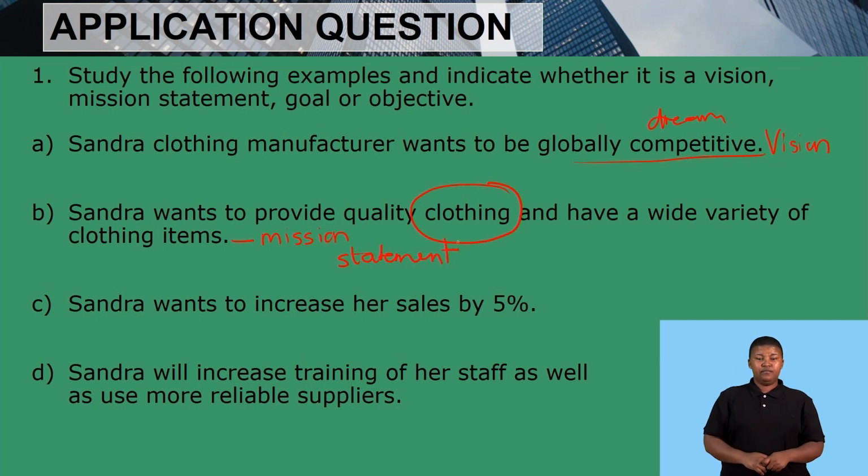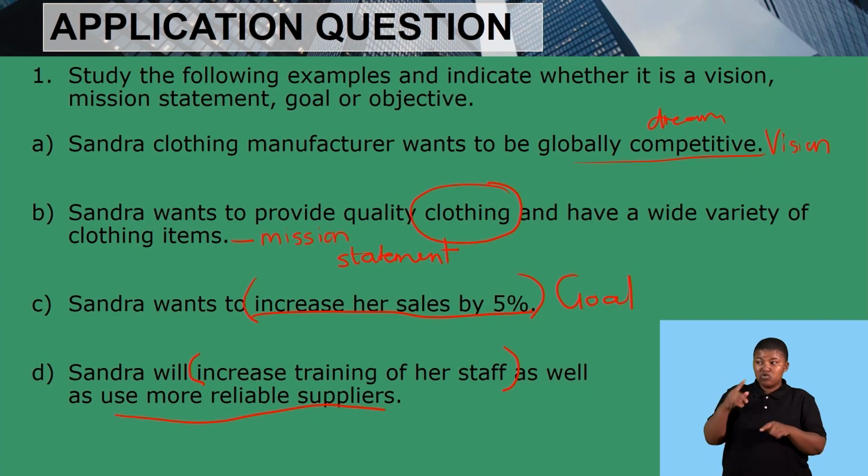Then we will see question C says that Sandra wants to increase her sales by 5%. This is clearly her goal, what she wants to achieve with her product in the long term. And then D will give us how she wants to achieve it. She wants to increase her training of her staff and use more reliable suppliers. So this then will be her objective. All right. So when they say indicate, you can only name. Is it a vision? Is it a mission statement? Is it a goal? Or is it an objective?